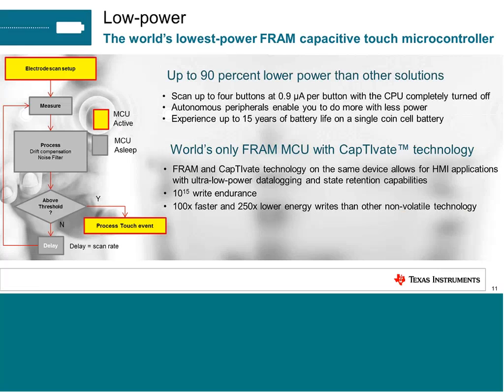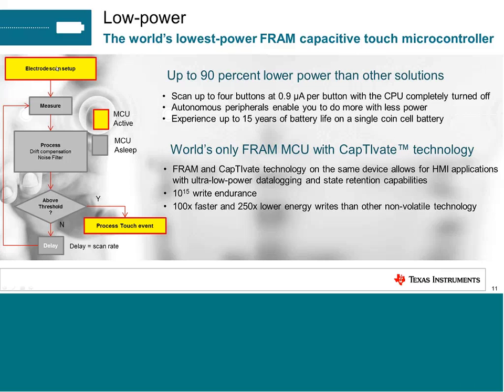So if you look at a typical system where you have capacitive sensing, you have an electrode scan, and then you measure the change in capacitance. Then you do some level of processing to compensate for changes in environments such as heat and humidity, and also do noise filtering to eliminate some of the noise. And then you say whether the count that you measured here is above a particular threshold. And if it is above a particular threshold, you say, yes, a touch was detected, and you go process it. And otherwise, you just go back to measuring it over and over again.